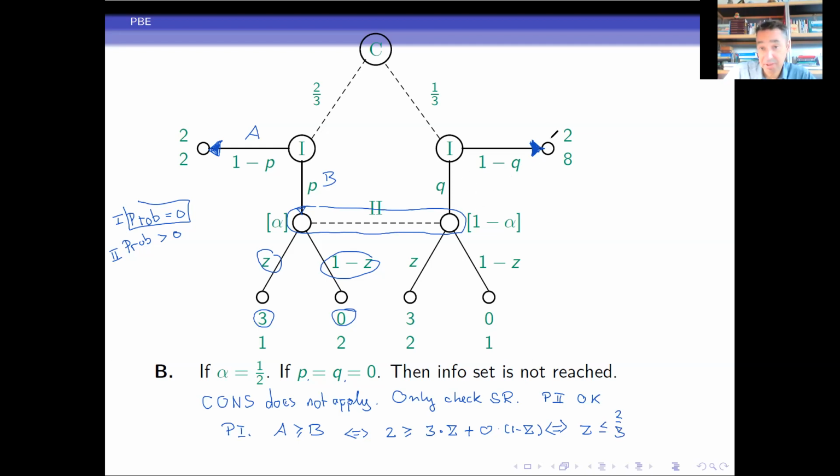And you can do the same analysis on the right-hand side, but you will see that that will give you exactly the same because the payoffs are the same. So this is the only condition that you get from that sequential rationality check. And that means that any of these choices is a perfect Bayesian equilibrium. So if you choose P and Q equal to 0 and Z at most 2/3 and alpha is a half, then any of these choices constitutes a perfect Bayesian equilibrium.